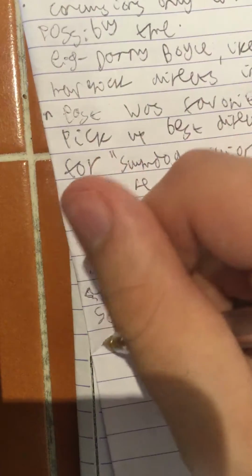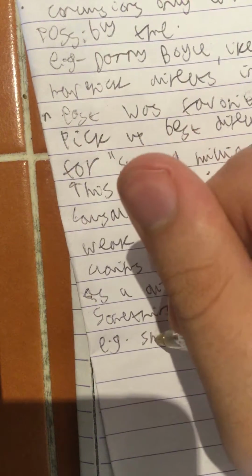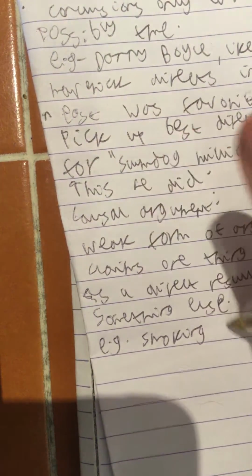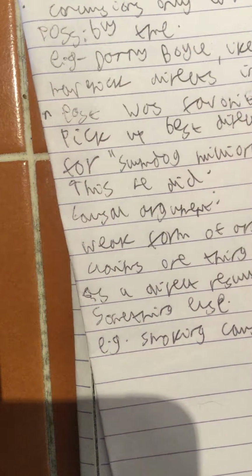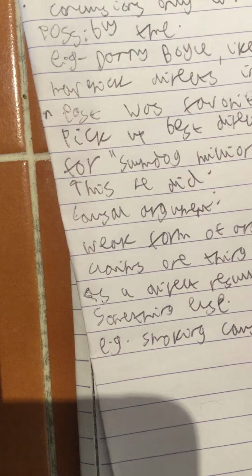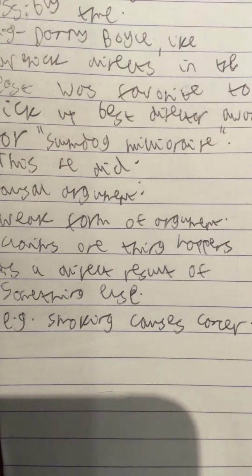An example of this would be smoking causes cancer. So that's an example of a causal argument. It's where one thing happens as a direct result of something else. These types of arguments are very weak because there's not a massive amount of proof to prove that the claims made are true. So therefore they are seen as a bad form of argument due to this.